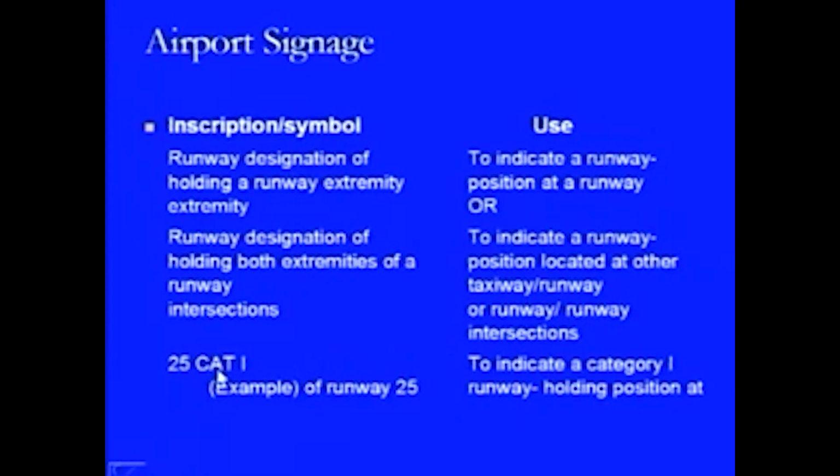One example of this is 25 category 1, which says that we are talking about a runway strip defined by the number 25, controlled by category 1 approach, and it indicates a category 1 runway holding position of runway 25 at the threshold.